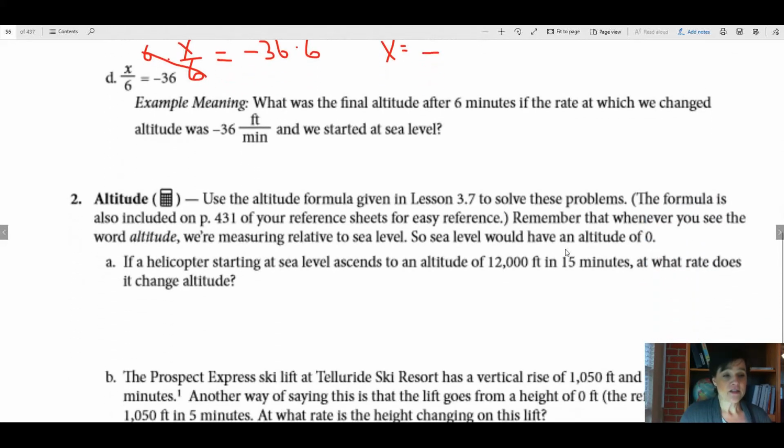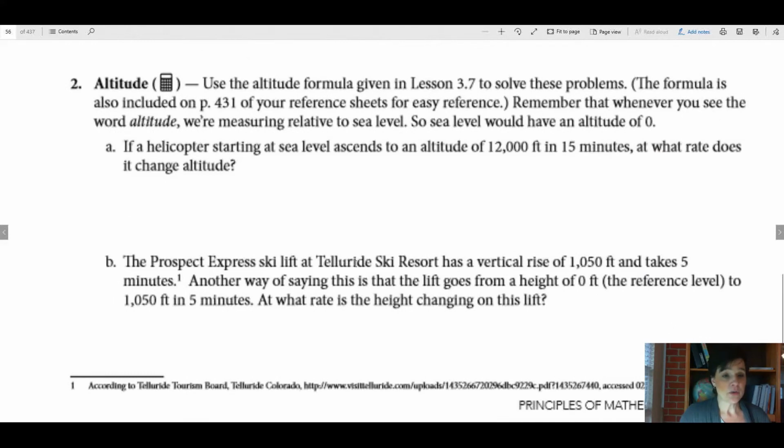Okay, so let's move on to number 2. If you'd rather pause it and work on those at the top, that's fine, or we'll just go through this. I'm not going to help you with everything, just a few of them. All right, so I'm going to help you with, let's see.